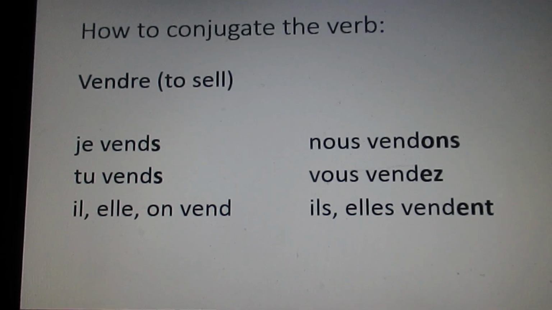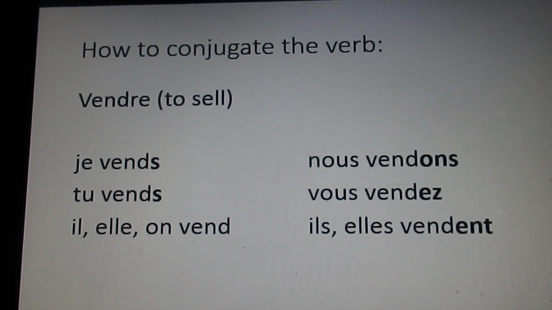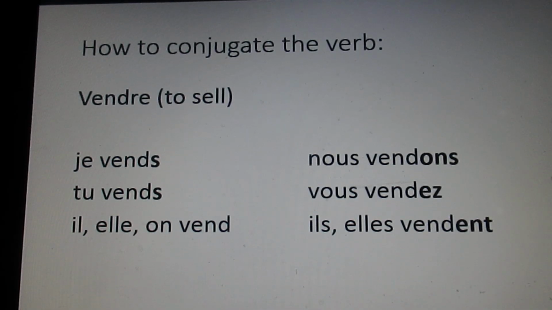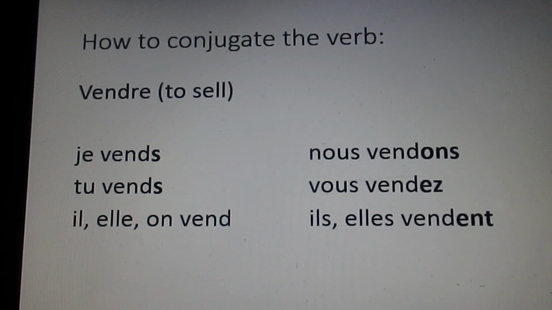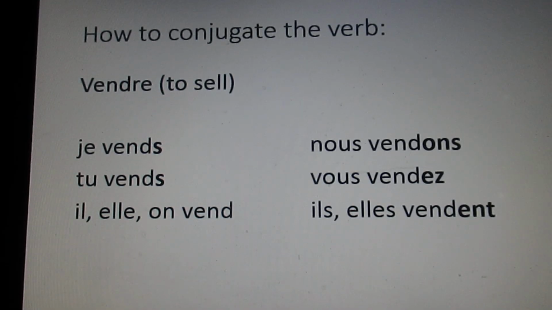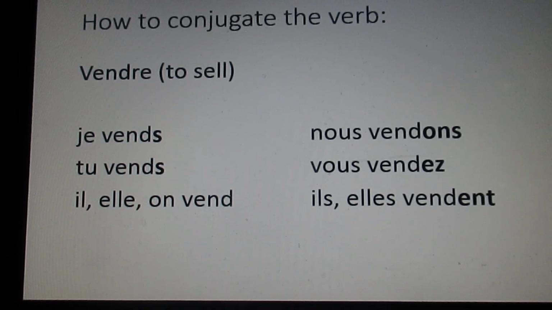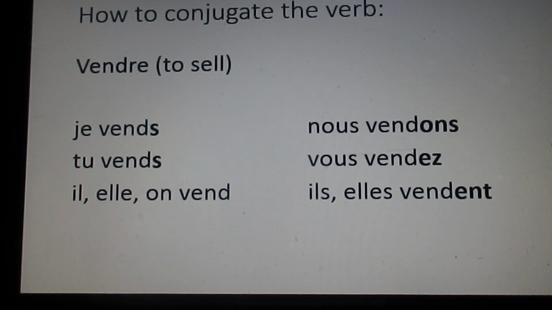So how do we conjugate RE verbs in French? Well, let's take one, vendre, which means to sell, and we're going to conjugate it. Now, if you keep the same pattern when you're studying verbs, it makes it a little bit easier to follow the pattern. So if we put it in the order of je, tu, il, elle, on, nous, vous, ils and elles, then we can simply study the pattern.